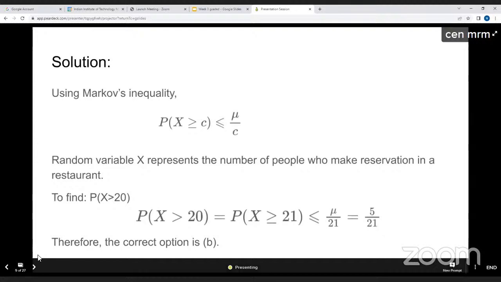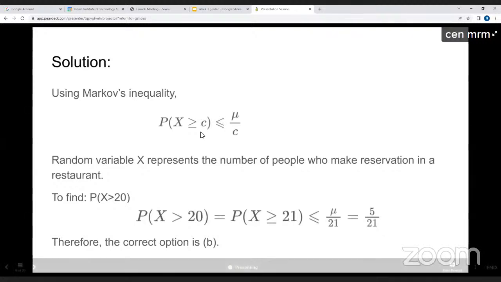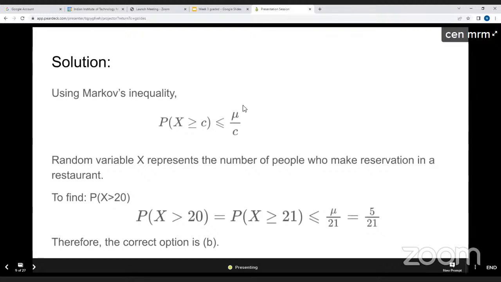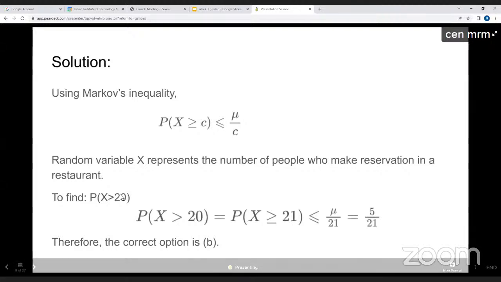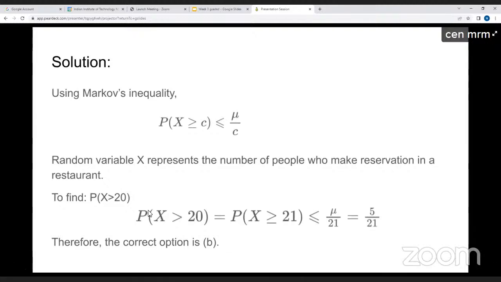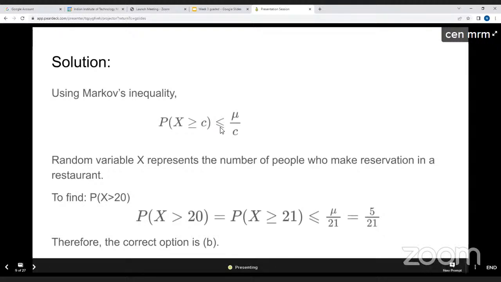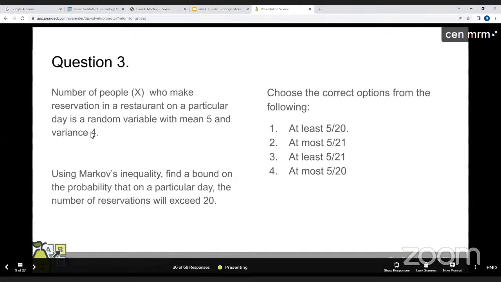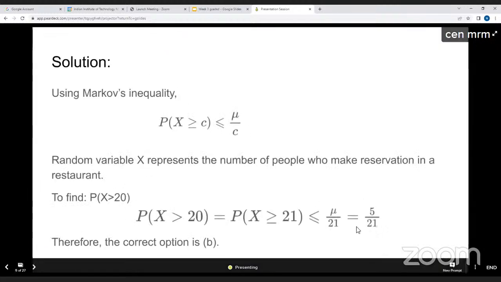Using Markov inequality, for any random variable x, the probability that x is greater than or equal to c is less than or equal to expectation of x by c, where in this case mu is denoted as expectation of x. Now we have to find the probability that x exceeds 20. Exceeding 20 means x should be greater than or equal to 21 because it is a discrete random variable. So we have to find the probability that x is greater than or equal to 21, and using Markov inequality this is less than or equal to expectation of x divided by 21. Expectation of x is given to us, that is 5, so it's just going to be 5 upon 21.